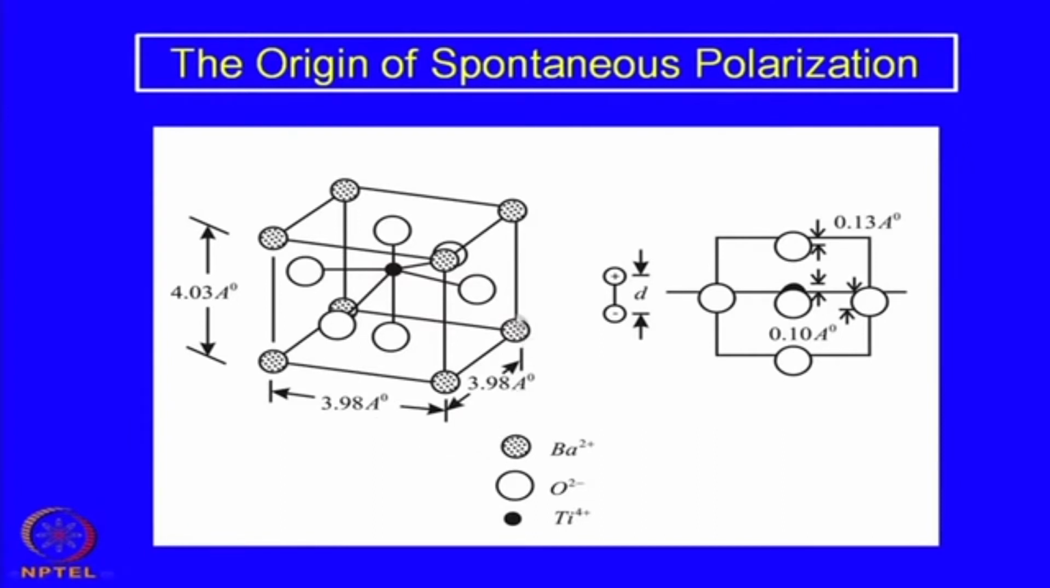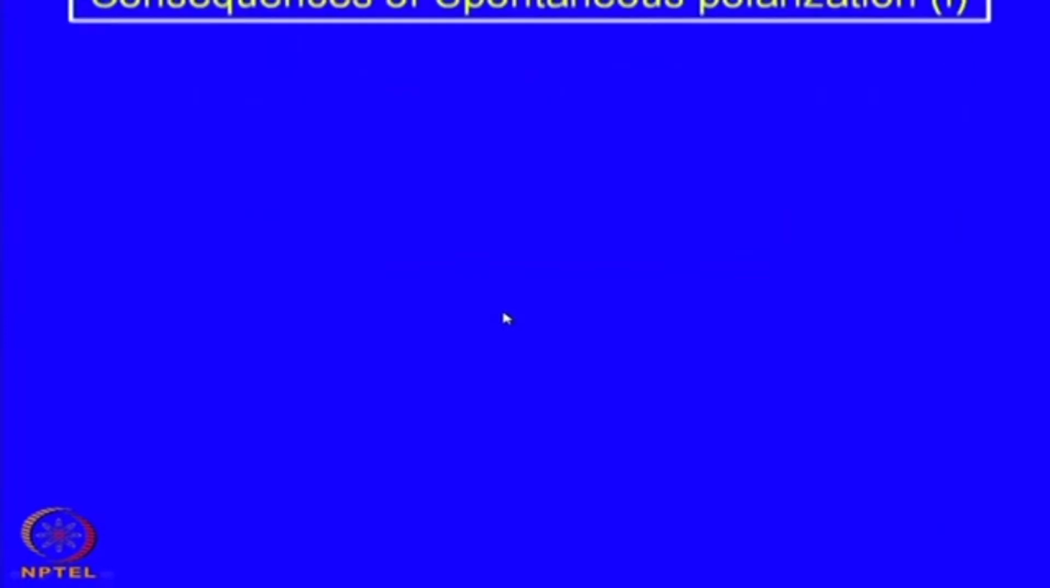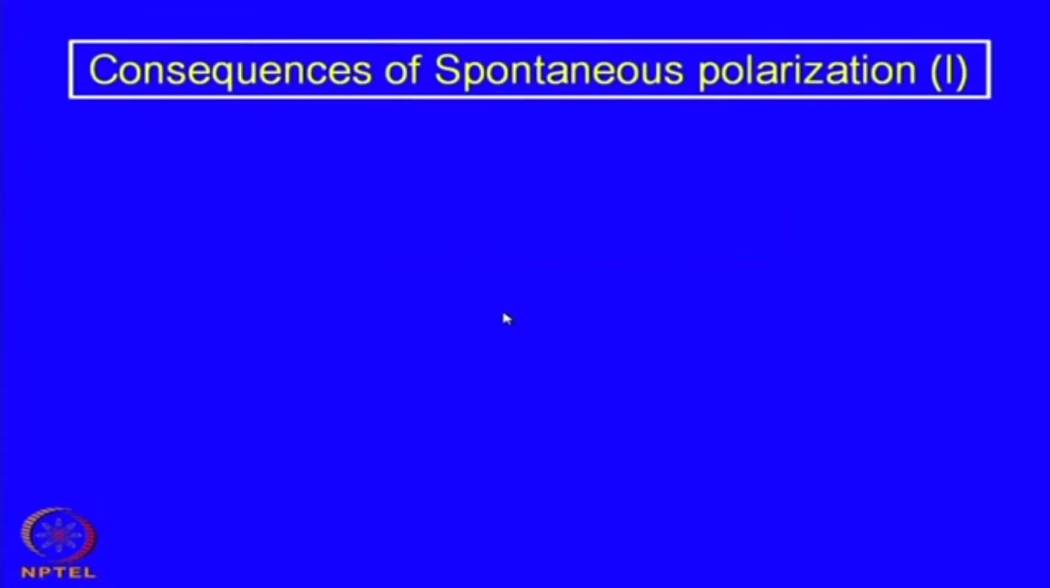So, one has to carefully remember that the perovskite structure really does not have the spontaneous polarization. In fact, it is not a ferroelectric phase; it is the distorted perovskite, with some kind of tetragonal distortion, that actually produces the spontaneous polarization. So, as a result of this spontaneous polarization, what are the things one can expect?